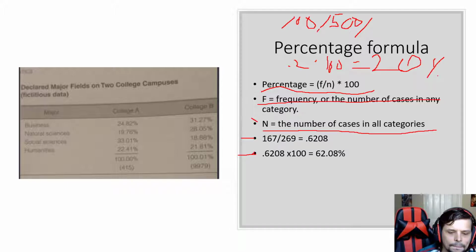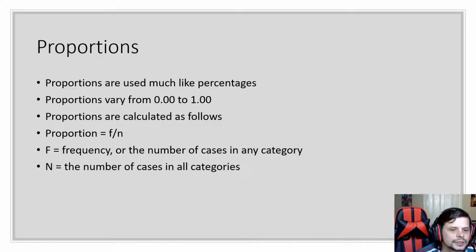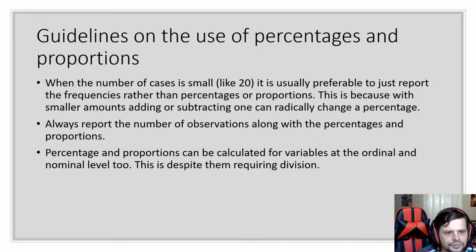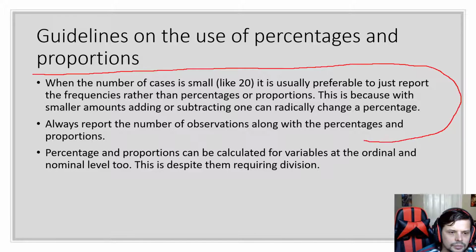And again, proportions is the same thing, except you just don't multiply by 100. So in the previous example, it'll just be a 0.2 proportion. Pretty easy. Proportions vary between 0 and 1. So for the most part, you're going to do percentages, unless, like this, when you want to just give counts for a small number of cases. You prefer to report the frequencies and the percentages or proportions.